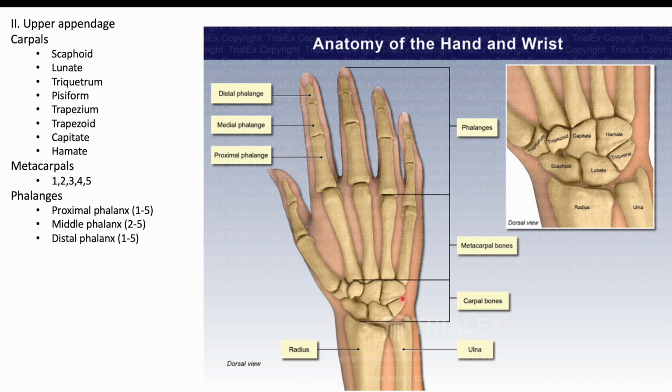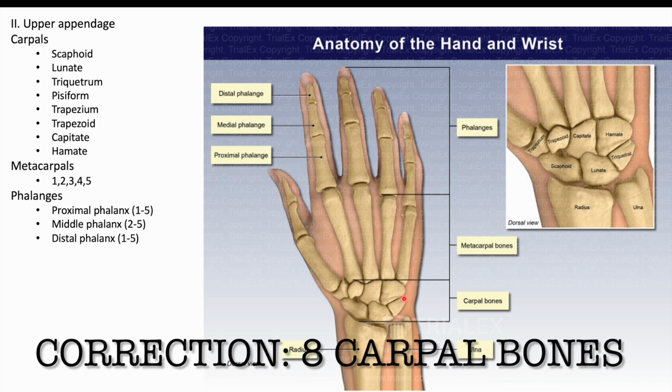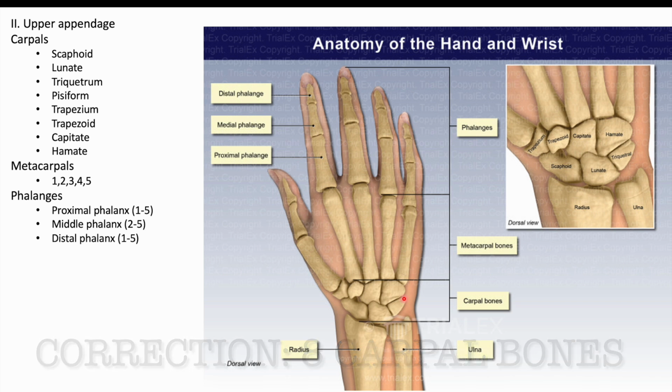So in your hand, you have the carpal bones right here. The carpal bone is composed of 1, 2, 3, 4, 5, 6, 7. There are 7 bones in the carpal bones, and we're going to go through the names of those bones in a bit. And then up here, you have the metacarpal bones. There are 5 metacarpal bones. You number them from the thumb going out. So this is metacarpal 1, 2, 3, 4, and 5.